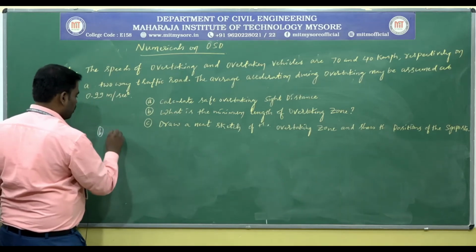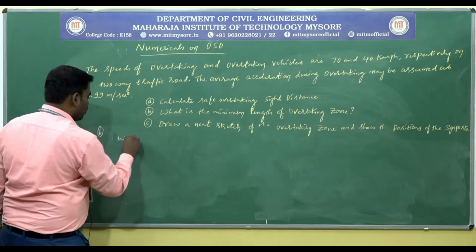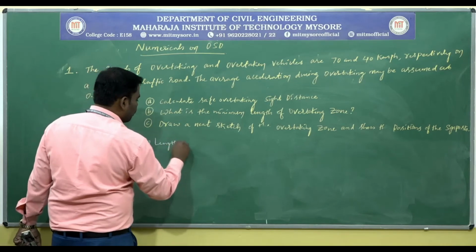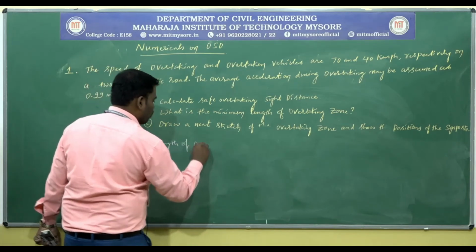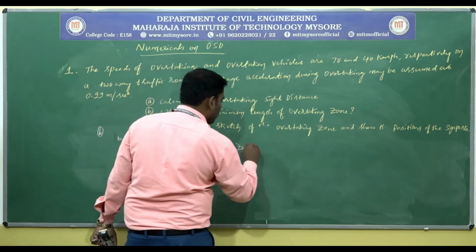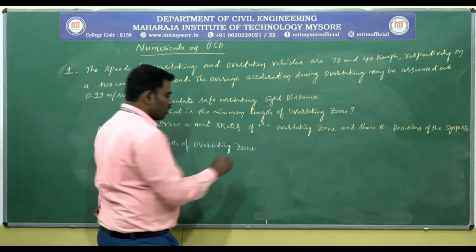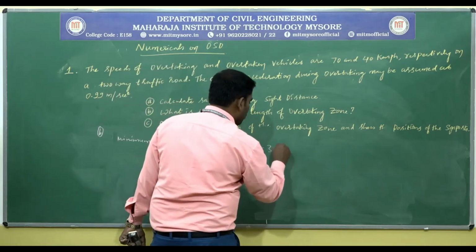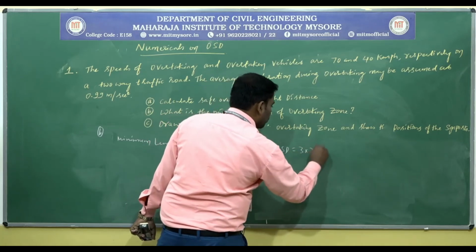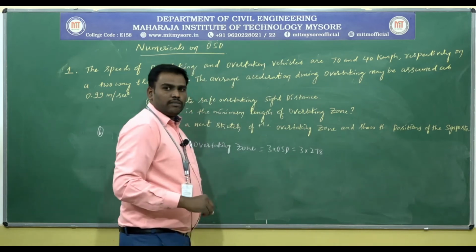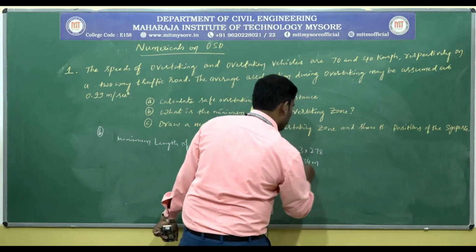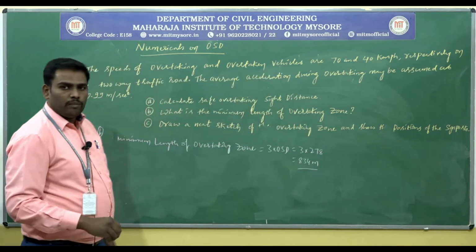Number B, minimum length of overtaking zone. We know that minimum length of overtaking zone is equal to 3 times of overtaking side distance. That is 3 times of 278. 3 times of 278, you may get about 834 meter.